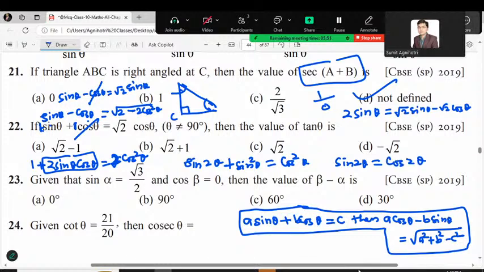And when can sine 2 theta and cos 2 theta be equal? Okay, you can do a thing, you can divide them. Tan 2 theta is equal to 1 you got, and that's why 2 theta is 45 you got. That's why theta is 22 and half you got.